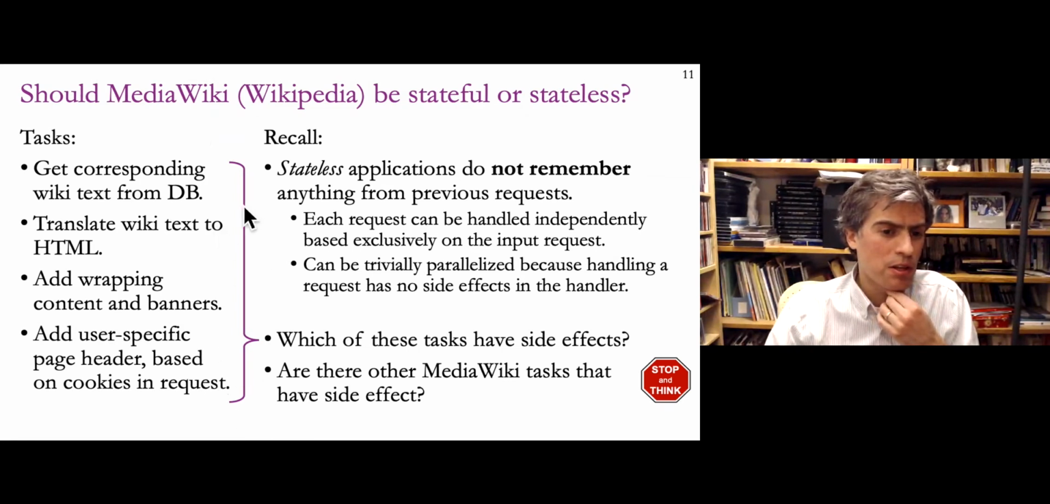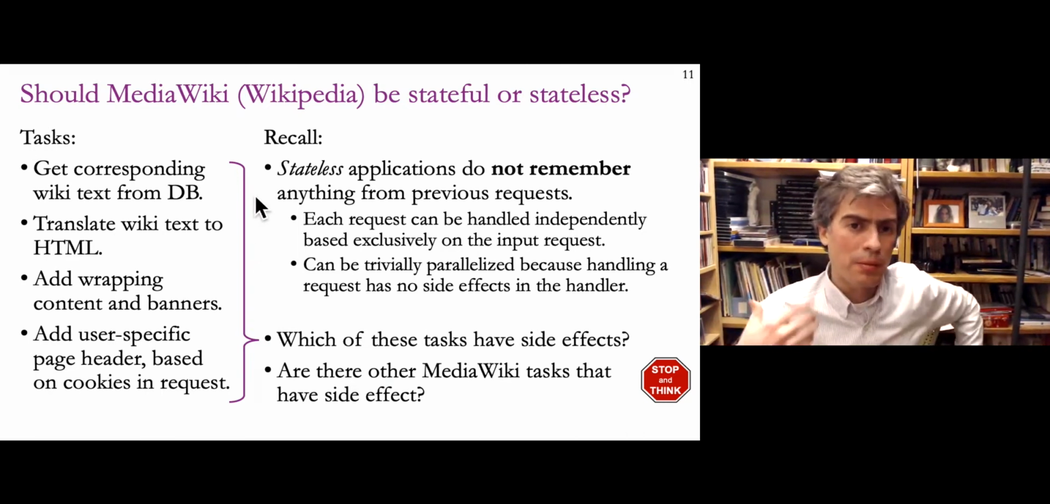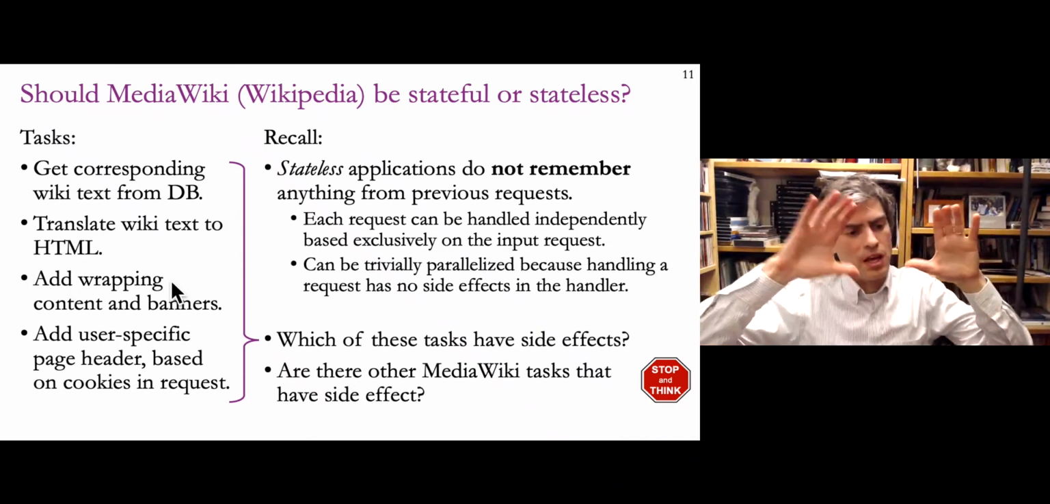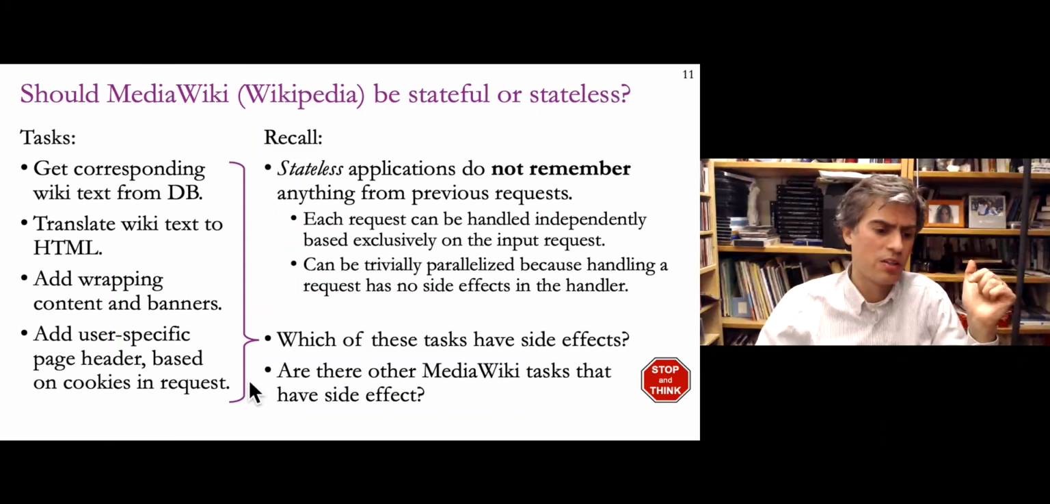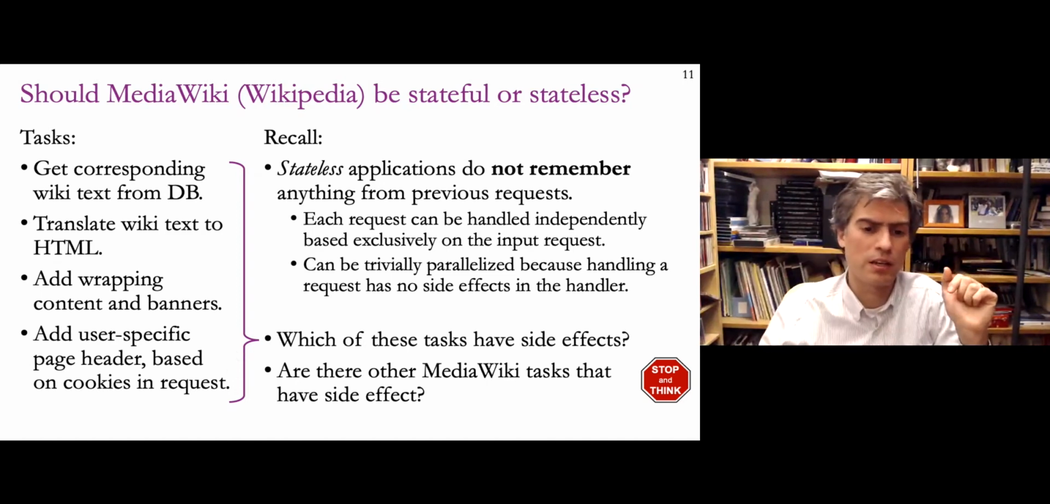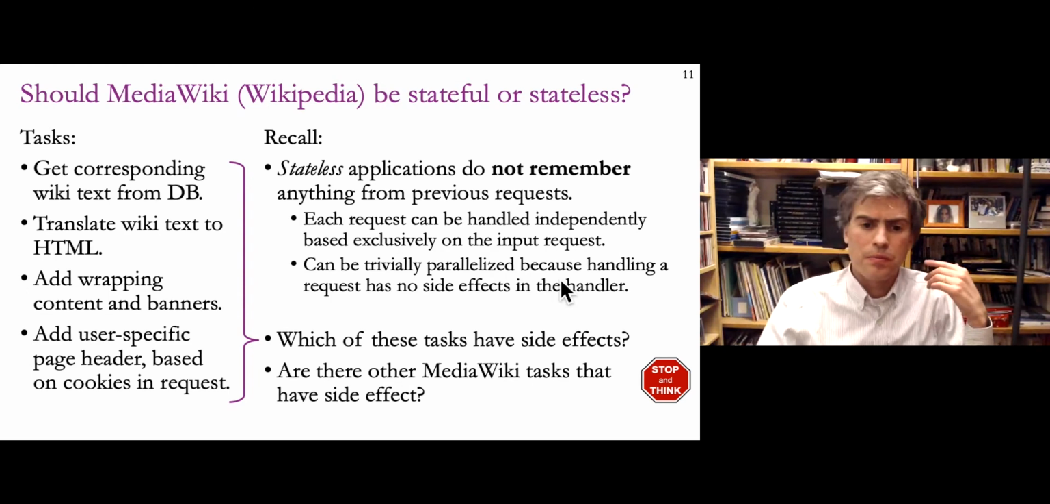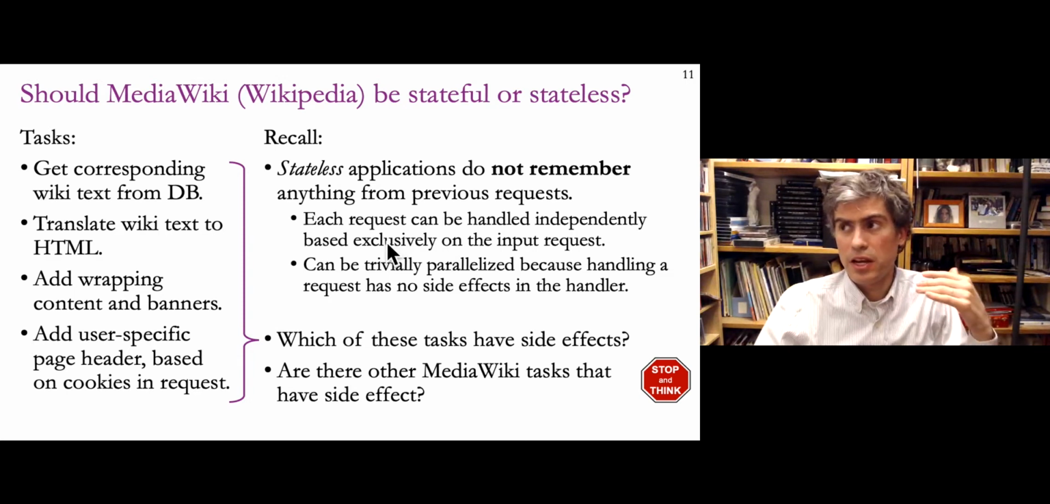Now, we talked about some of the things that Wikipedia does, and you probably can think of other ones, but just breaking down the steps involved in rendering a page, it involved getting text from the database, translating that text into HTML, adding some common wrapping content that appears on all the pages, and also adding user-specific information in the header, like your username and a link to edit your account and stuff like that. Stateless applications don't remember anything from previous requests, so everything that's needed to handle your request has to be included in that one request.